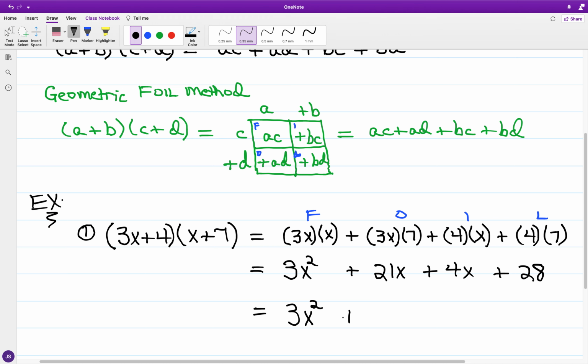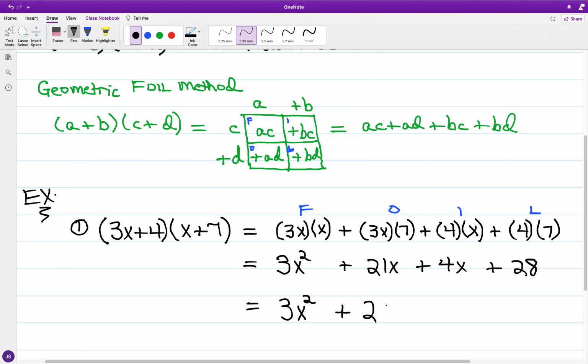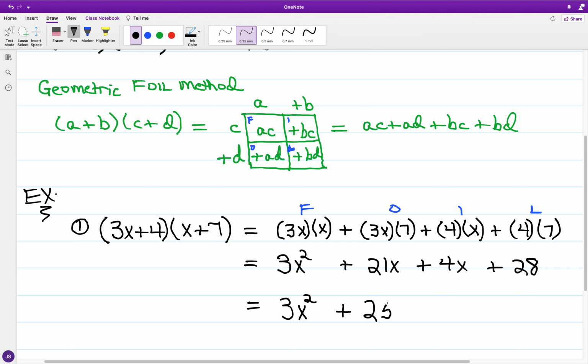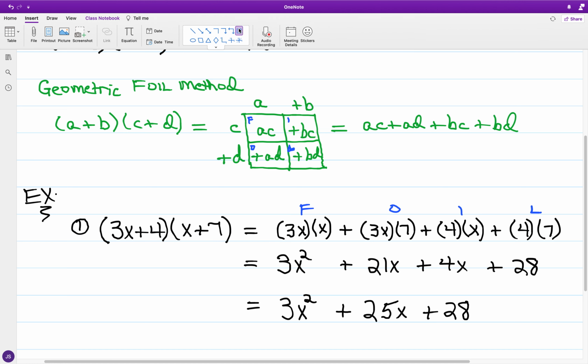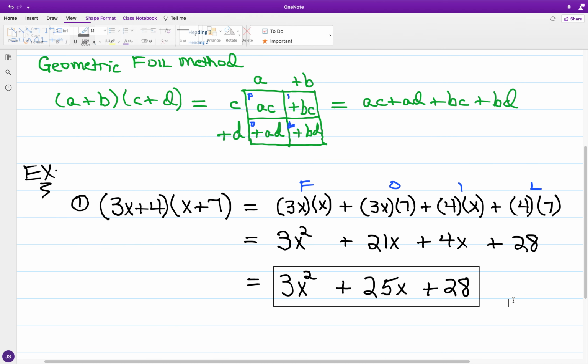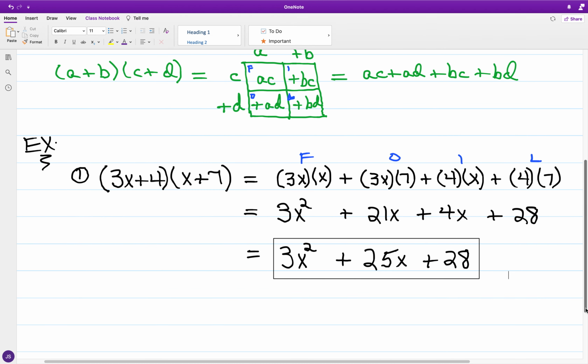And so we can combine these by adding. So 21x plus 4x will form 25x. And of course, 28 is the only constant. And so for the resulting output, we have a trinomial expression in the form of 3x squared plus 25x plus 28.